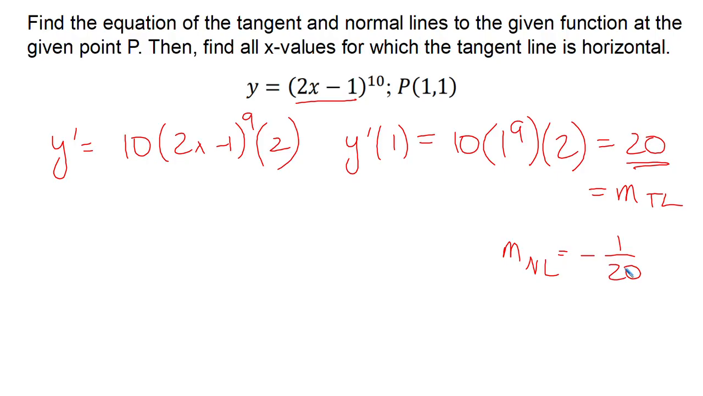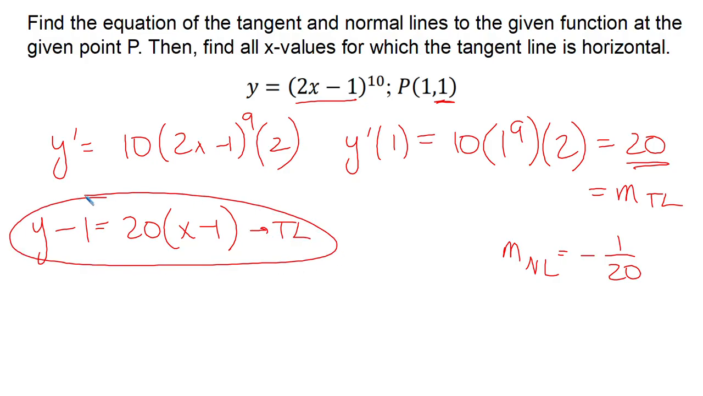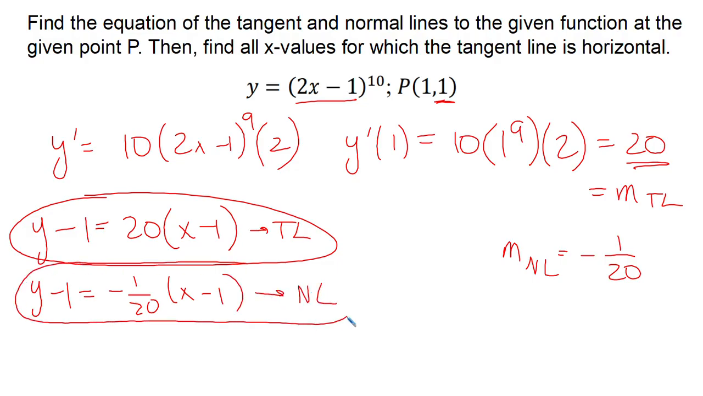So our tangent line equation is going to be y minus 1. That's our y value here in our point, equals 20. That's the slope, times x minus 1. Okay, that's the tangent line. And our normal line is going to be y minus 1 equals negative 1/20th times x minus 1. No real difference there other than we're just using that other slope.